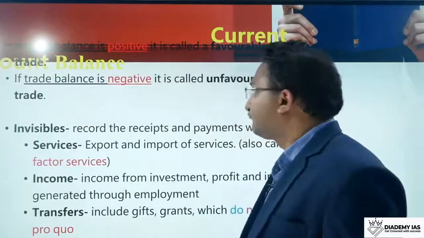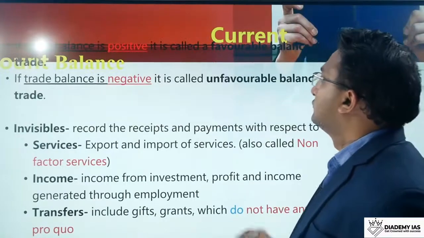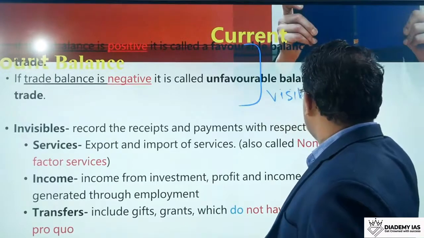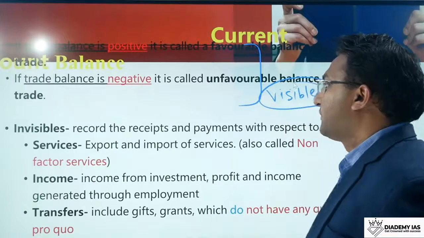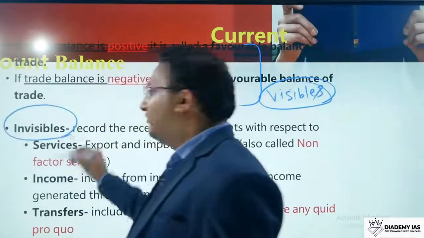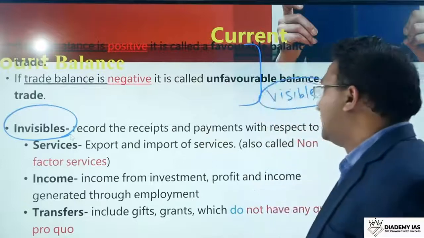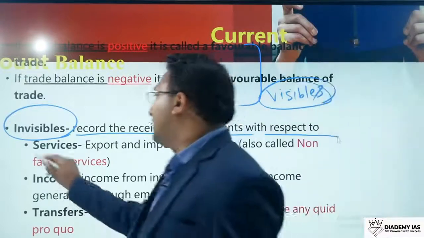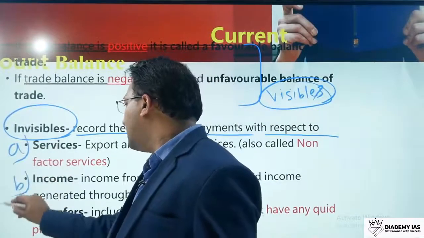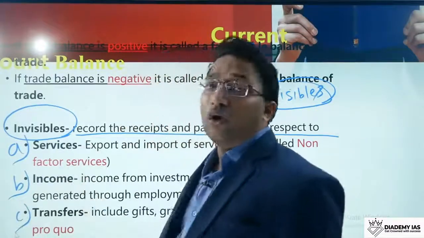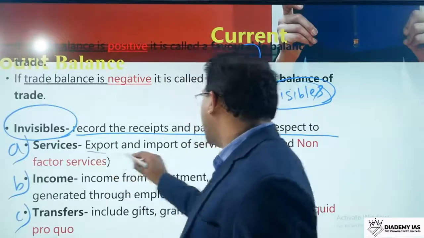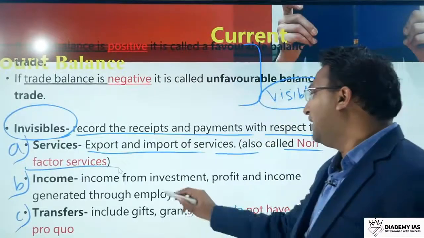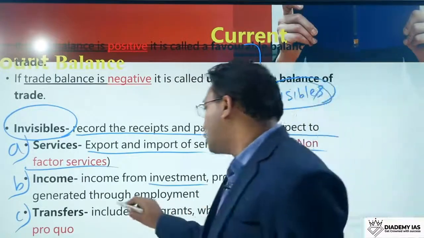So coming back, these two are basically visibles. Then we have invisibles. So invisibles record the receipts and payments with respect to A, services, B, income, C, transfer. Services or non-factor income. So export and import of services, also called non-factor services or non-factor income. Income from investment, profit and income generated through employment, right?